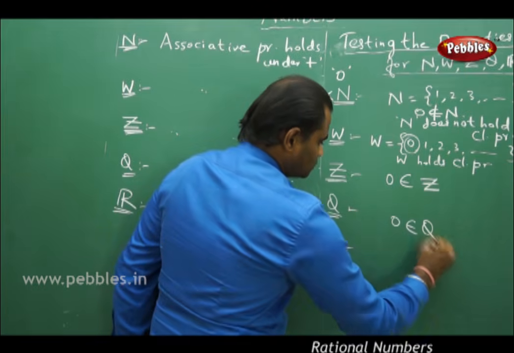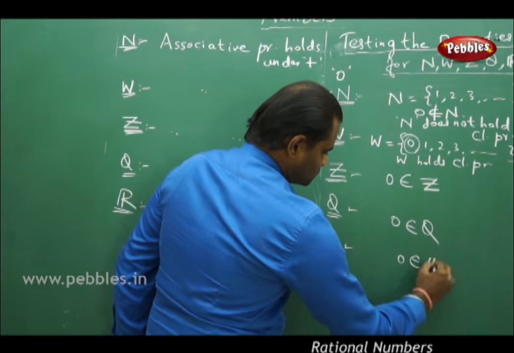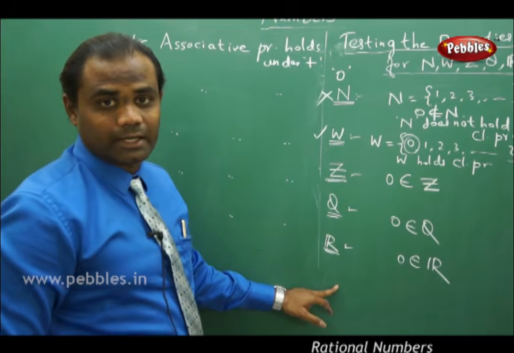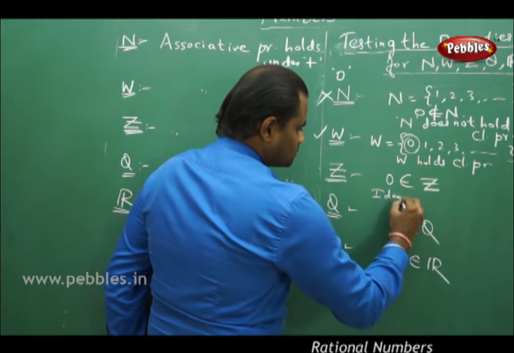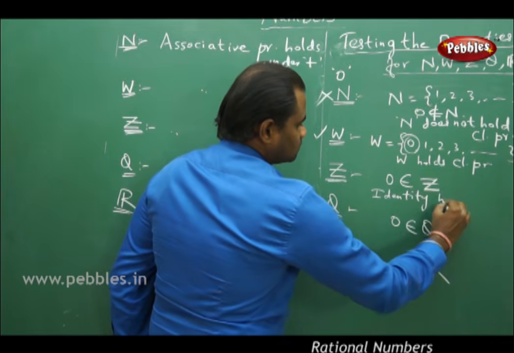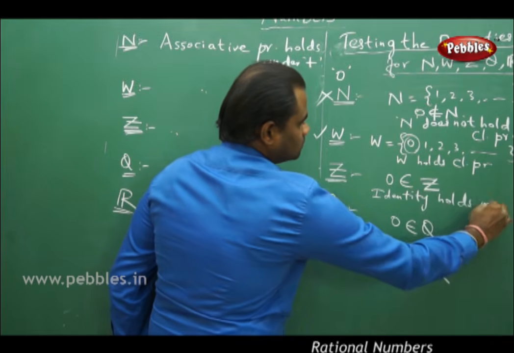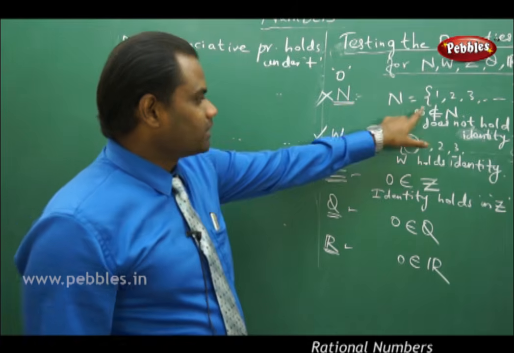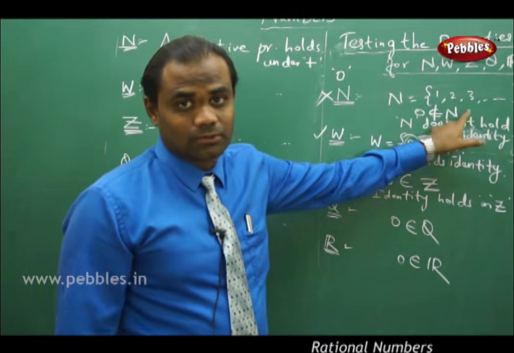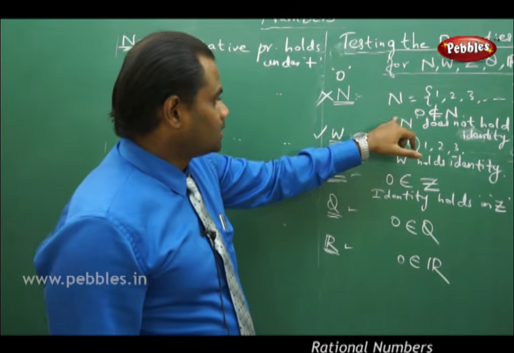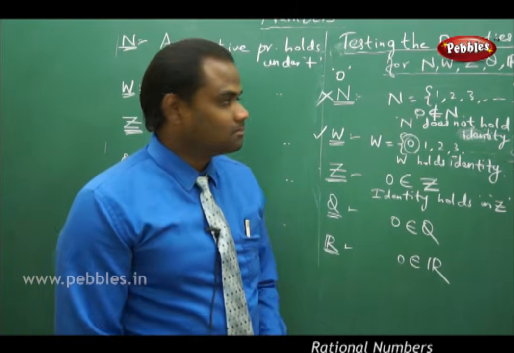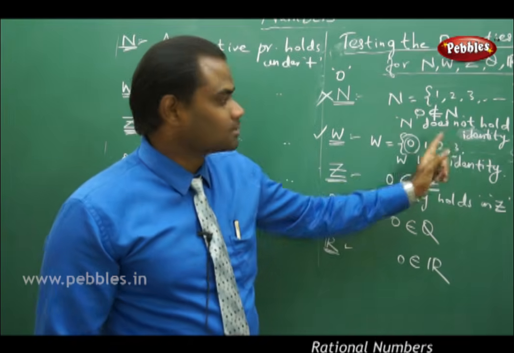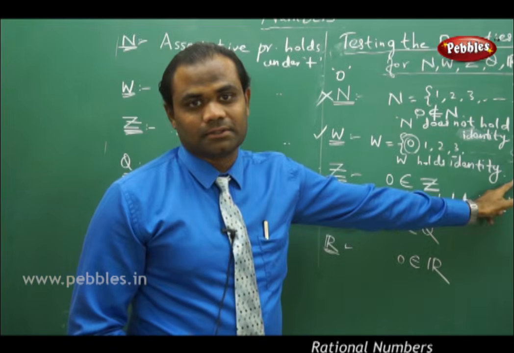0 also belongs to Q. 0 also belongs to R. So these three are identified under existence of identity. So identity holds. In case of natural numbers, the numbers start from 1, 2, 3 till infinity, and I identify that 0 is the additive identity in general case. But since 0 does not belong to natural numbers, N does not hold identity.